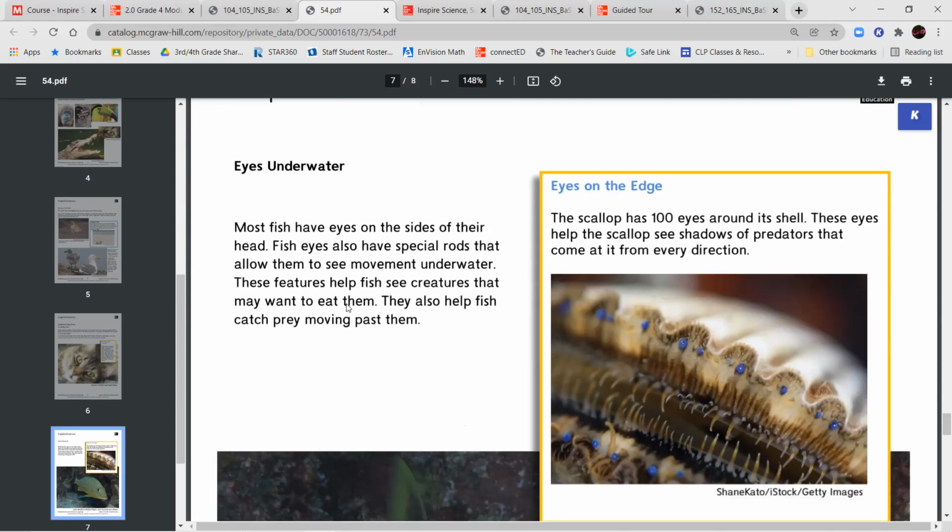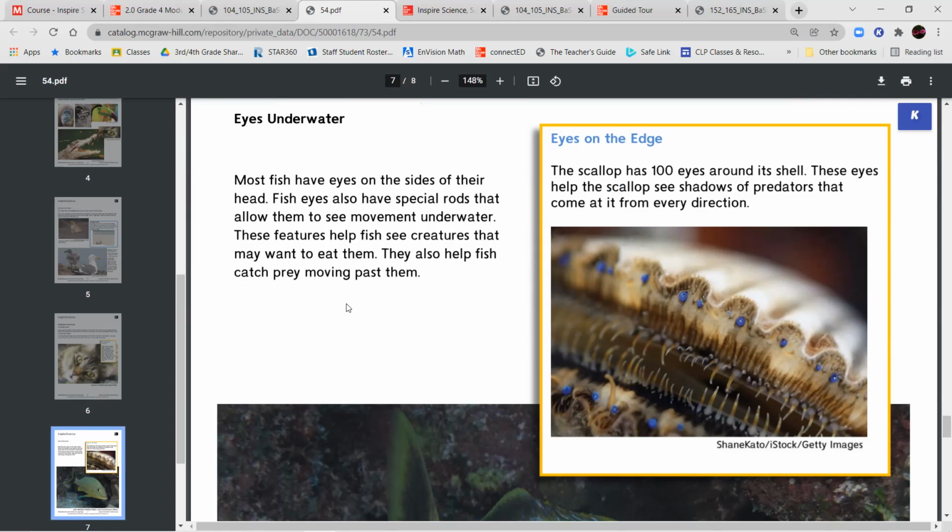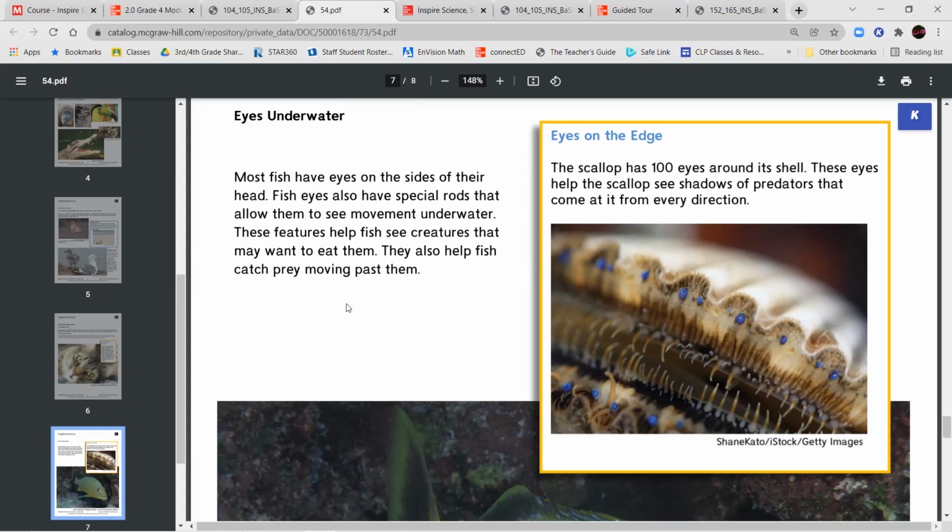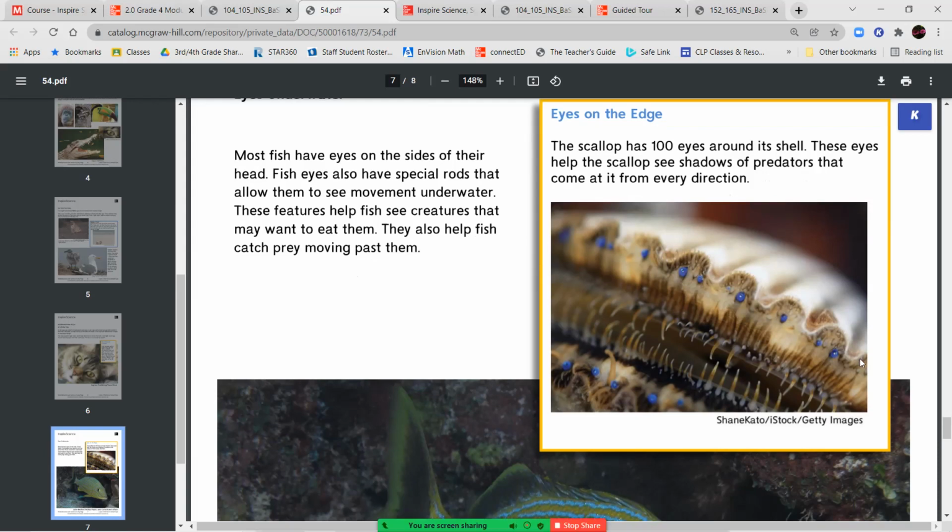Eyes underwater. Most fish have eyes on the sides of their head. Fish eyes also have special rods that allow them to see movement underwater. These features help fish see creatures that may want to eat them. They also help fish catch prey moving past them. The scallop has 100 eyes around its shell. These eyes help the scallop see shadows of predators that come at it from all directions. So you can see all the little eyes all the way around.